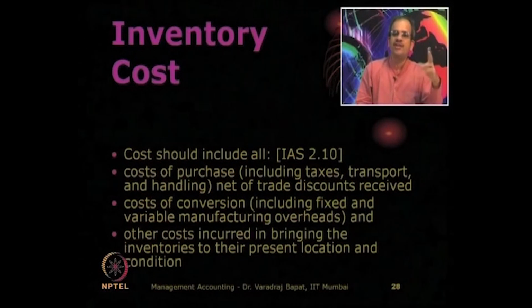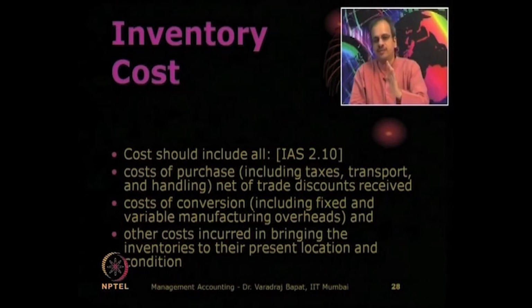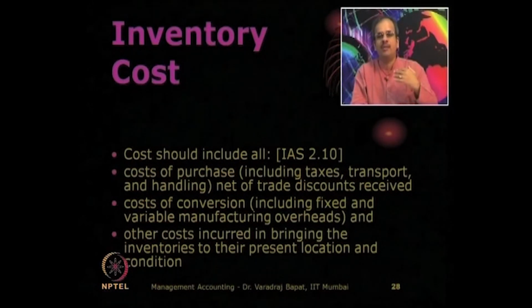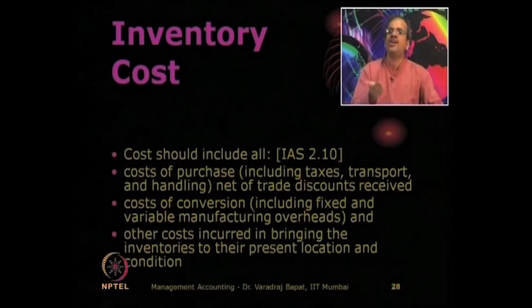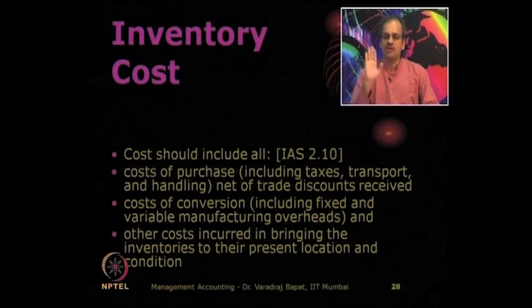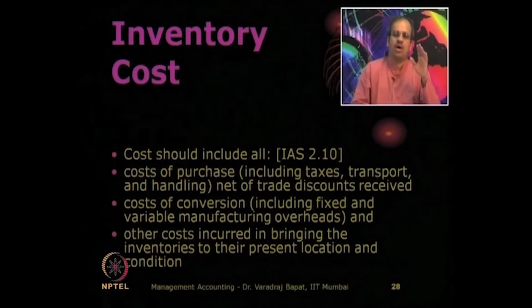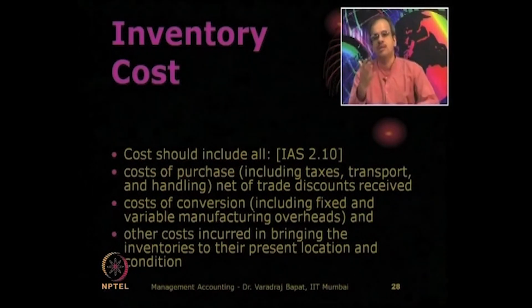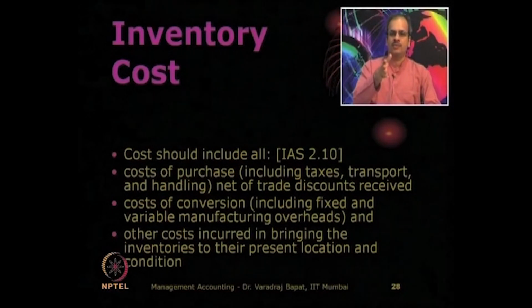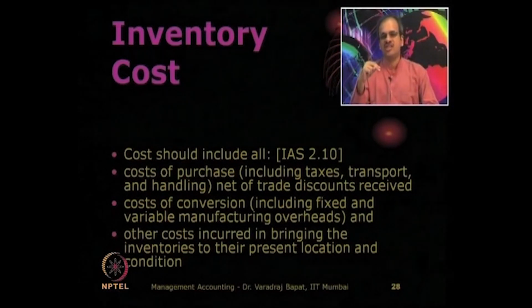Secondly, it will include the cost of conversion, especially when you are manufacturing a finished good: you buy raw material and you convert it into finished goods. So, those costs of conversion are to be added. Now, you may remember that costs are of two types. You have some variable costs, some fixed costs. Both these costs are to be added. So, the second item is cost of conversion.